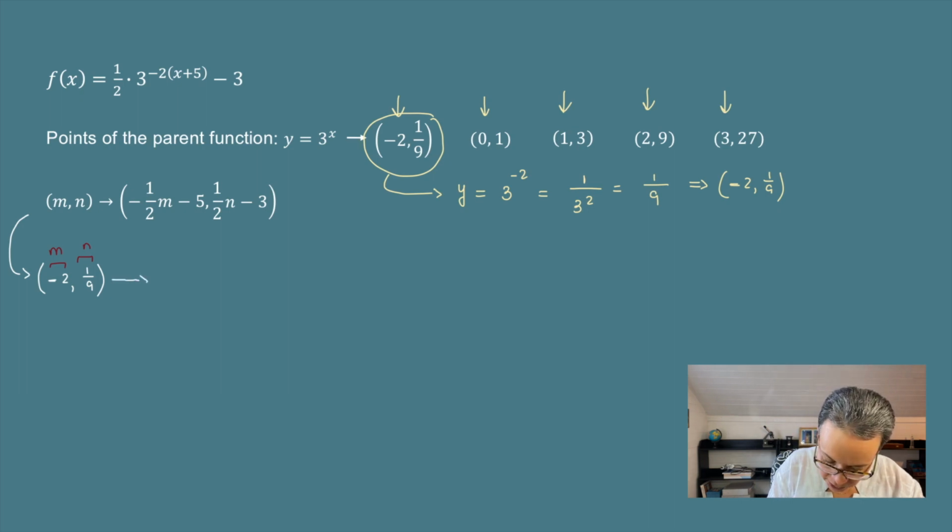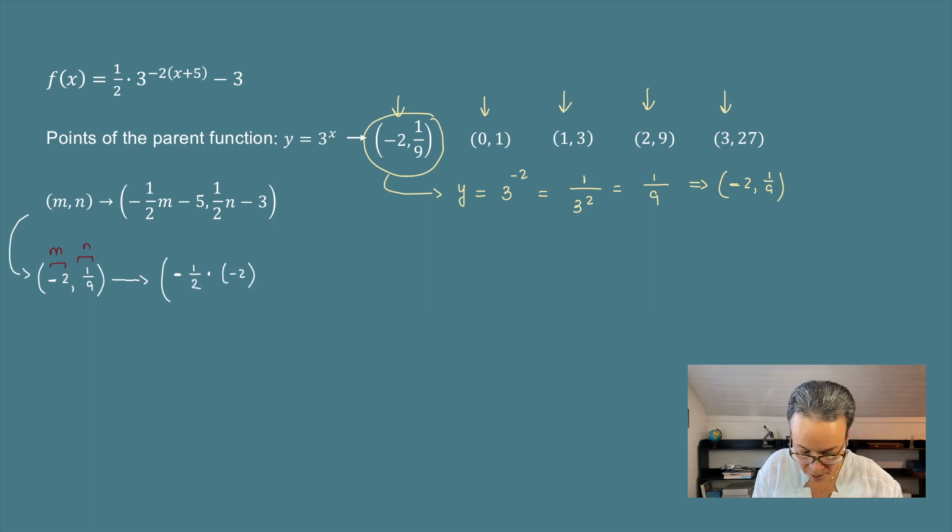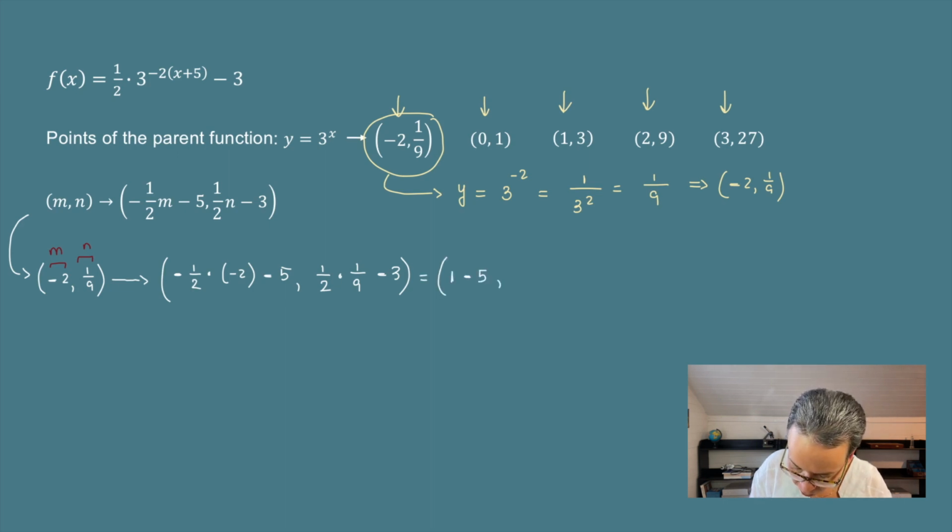And then applying the transformation, we're going to have -1/2 times -2. Then -5, 1/2 times n, 1 over 9 minus 3. So there we go. Then simplifying. And first of all, a negative times a negative is a positive. 1/2 times 2 is going to give us 1. So this will be 1, minus 5, comma.